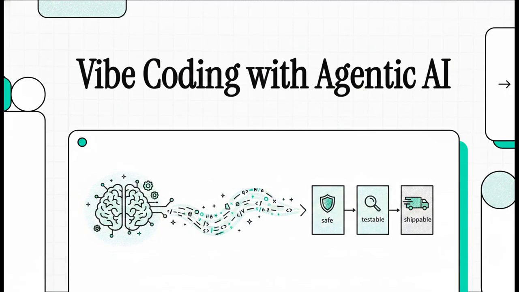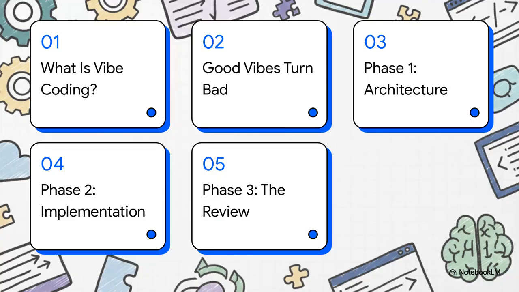Today we're unpacking a fascinating trend that is literally reshaping how developers work. We're talking about vibe coding, building software with agentic AI. It feels like absolute magic when you first see it in action, but today we're going to lay down the exact roadmap to take that magic and actually make sure the code it pumps out is safe, testable, and fully shippable. Okay, let's dive into this.